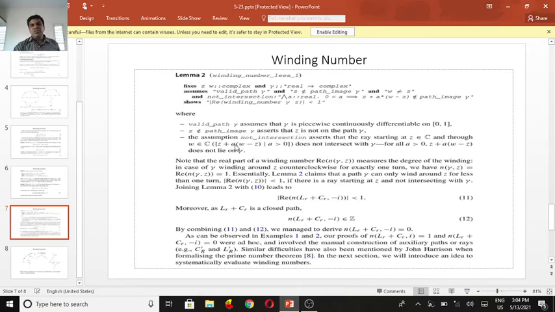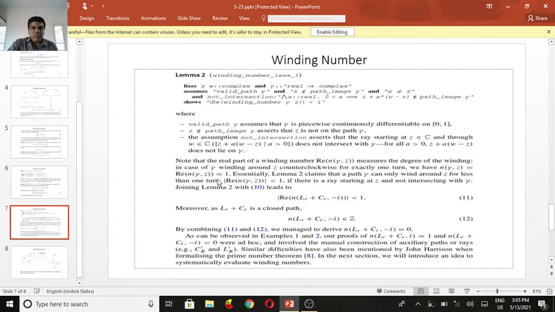Under these assumptions, we assert that the ray starting at z belonging to C and through w belonging to C, that is z plus a times (w minus z) with a positive, does not intersect with gamma. That is, for all positive a, z plus a times (w minus z) does not lie on gamma.